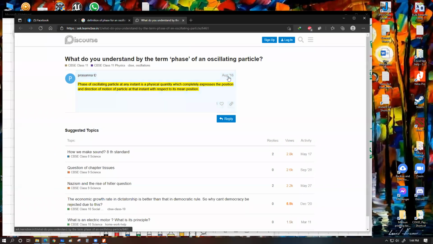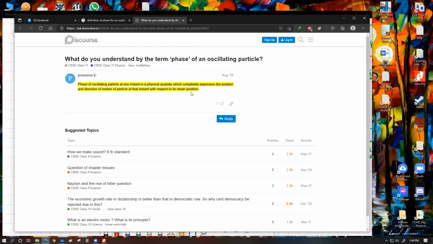Let's have a look at it, and then I'll tell you what you should understand. Phase of an oscillating particle at any instant is a physical quantity which completely expresses the position and direction of motion of the particle at that instant with respect to its mean position.